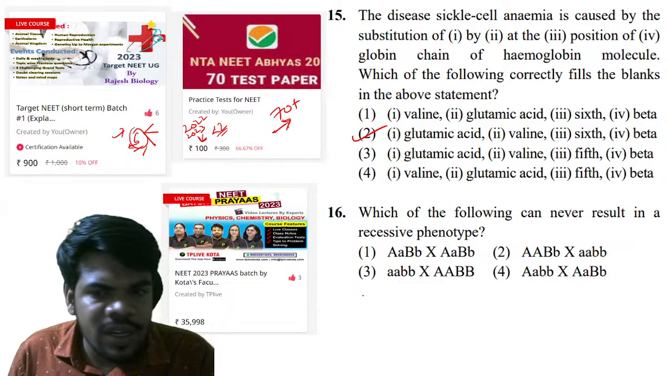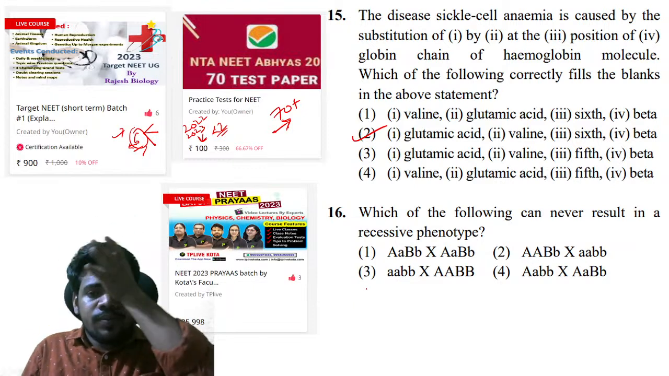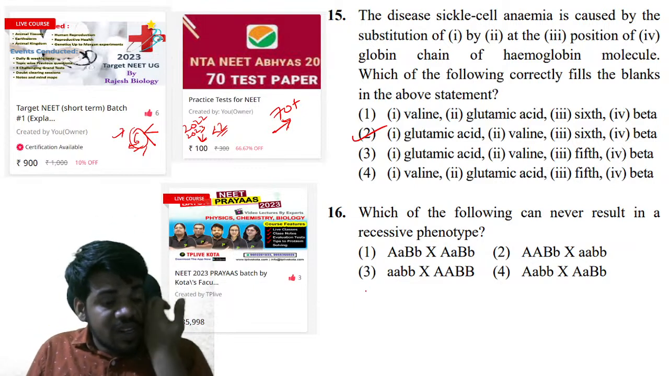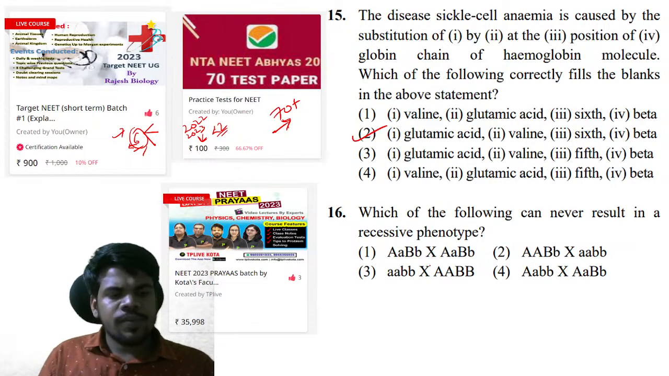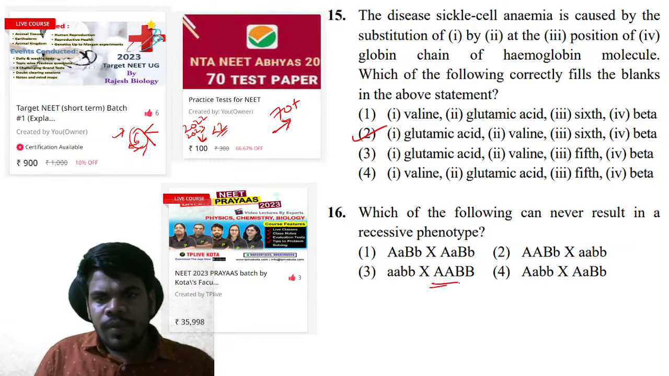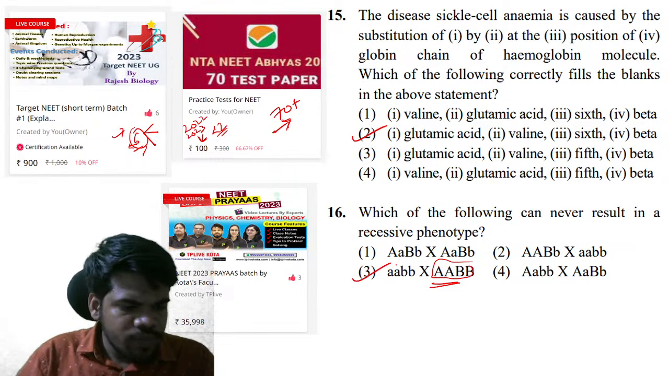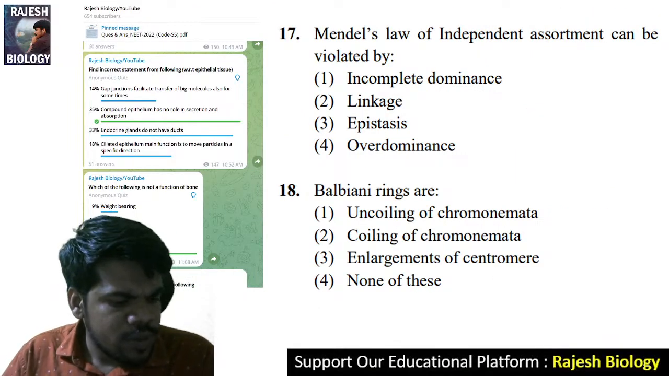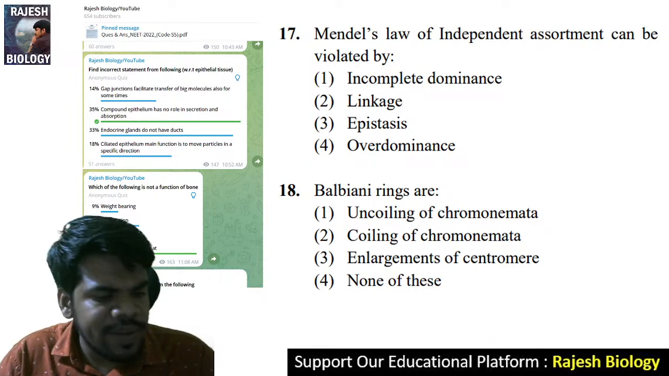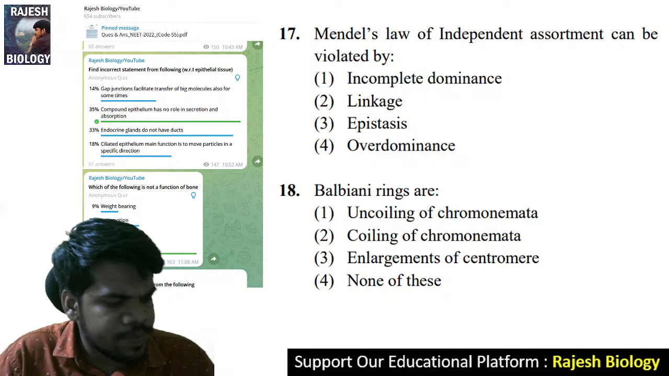Can never result in a recessive phenotype. It is also very easy. Simply you can guess the answer. It is not so difficult and nobody gives the answer. Okay. If all are capital here, there is no chance of the recessive phenotype. 16-3. Very good, Chinnu. Yeah, Chandrika, very good. Come to the 17th question.